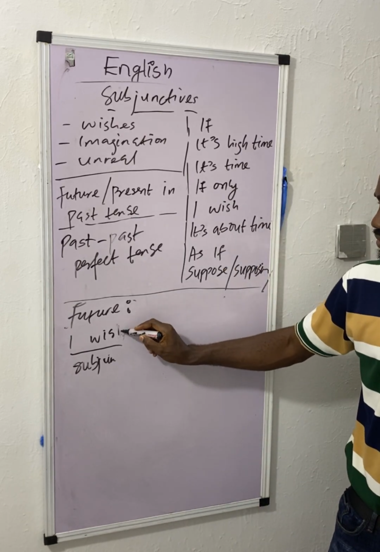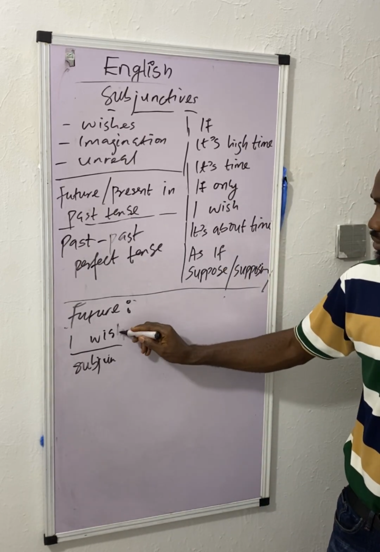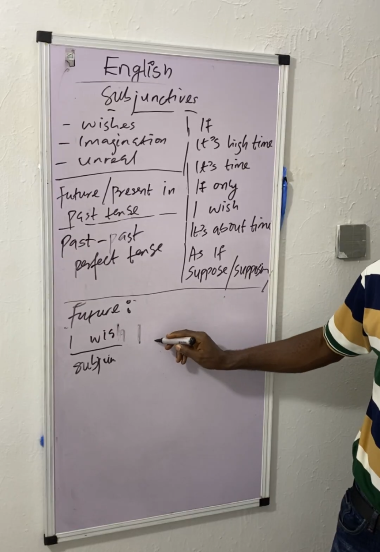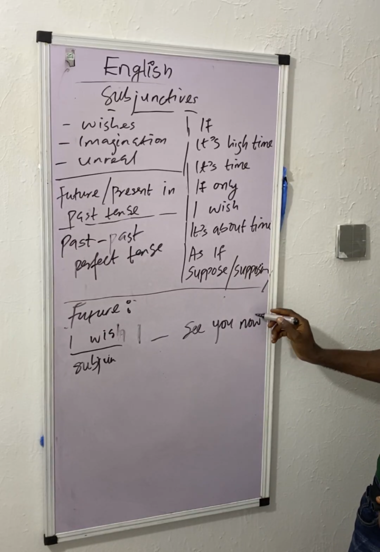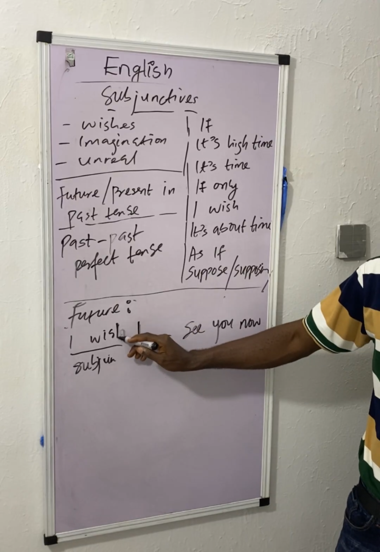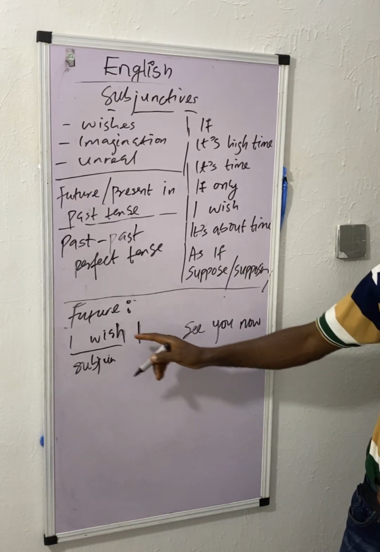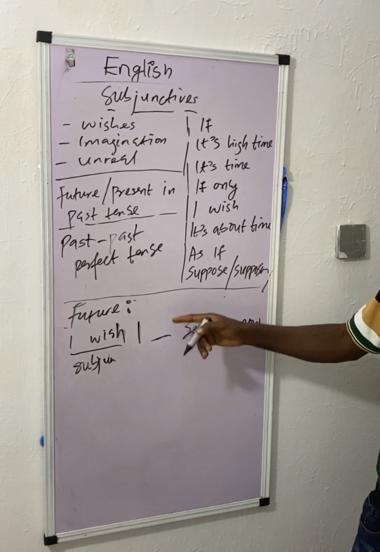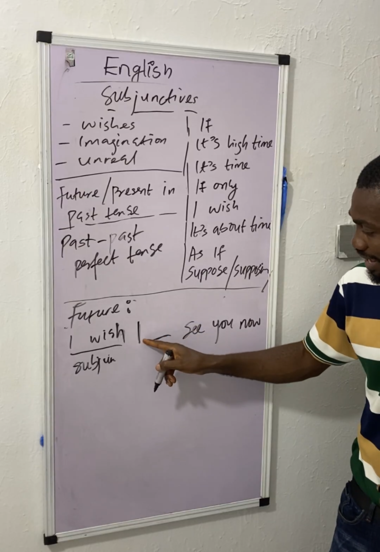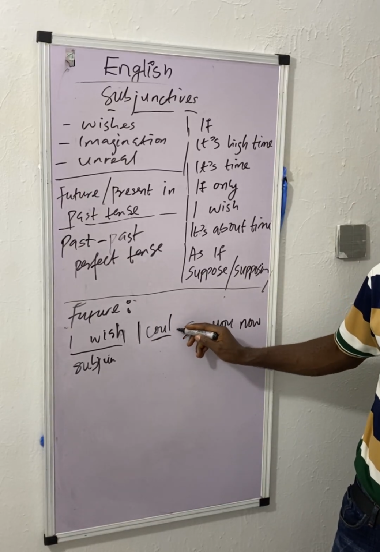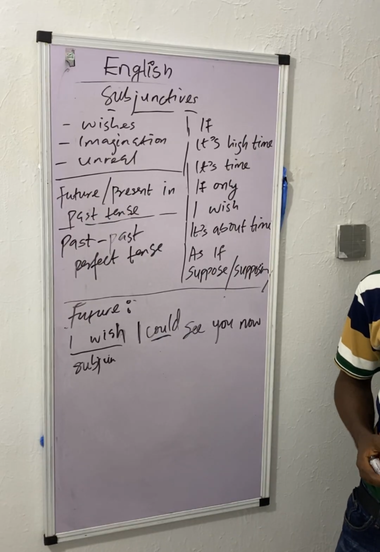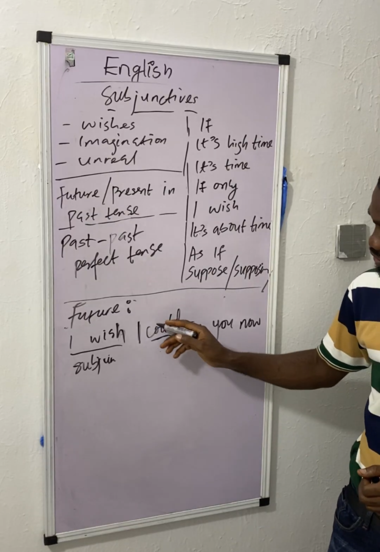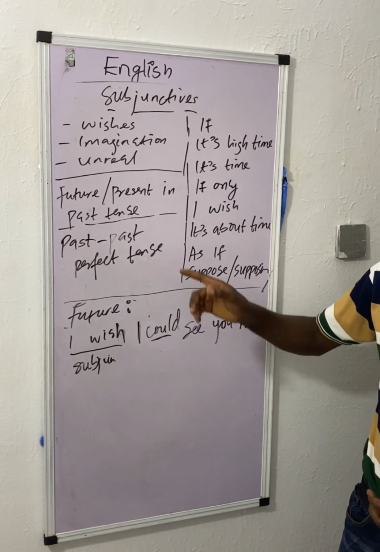So I wish I blank see you now. Okay, this makes more sense. I wish I blank see you now. So this is talking about the future. What are we going to put here? Present tense or past tense? Past tense. I wish I could. We use could here, not can. I wish I could see you now. So that's correct. I wish I can see you: if you put can here, it becomes wrong because we are expressing the future.